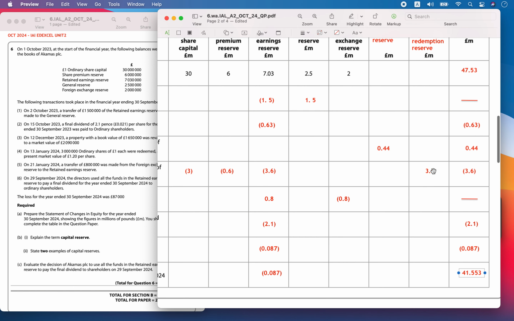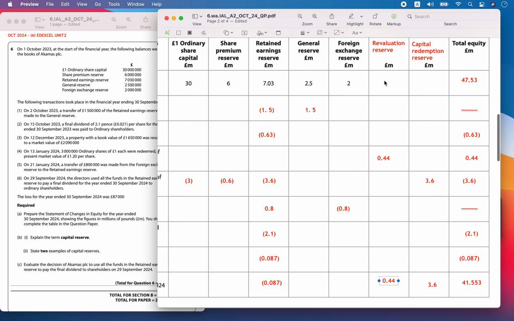So the other sections also you have to update. On this section it is 3.6, on this section it is positive 0.44 for the revaluation reserves total. Then for the foreign exchange reserves, it was 2 at the beginning, now it is less 0.8, so it will become equal to 1.2. So 2 minus 0.8 is 1.2.